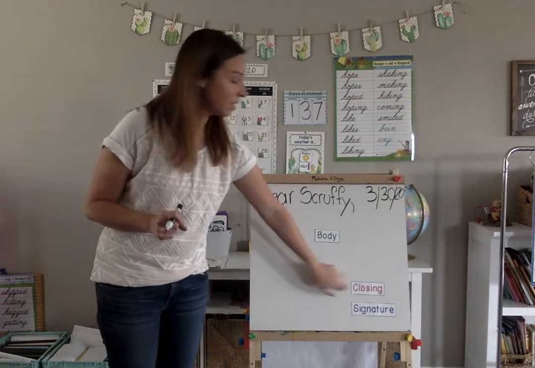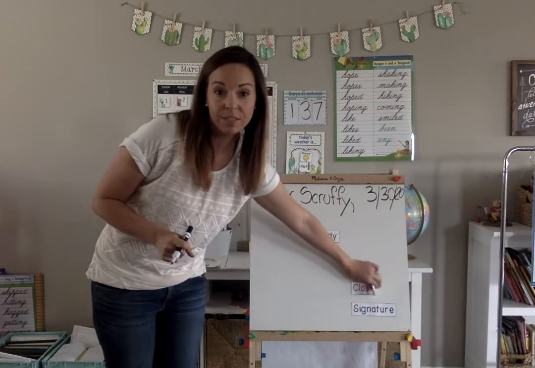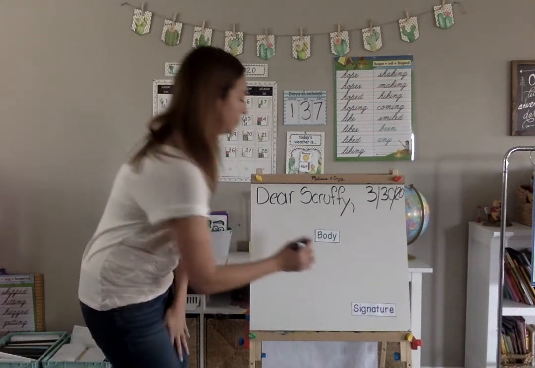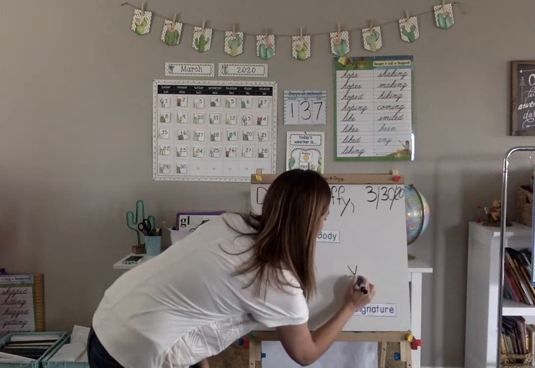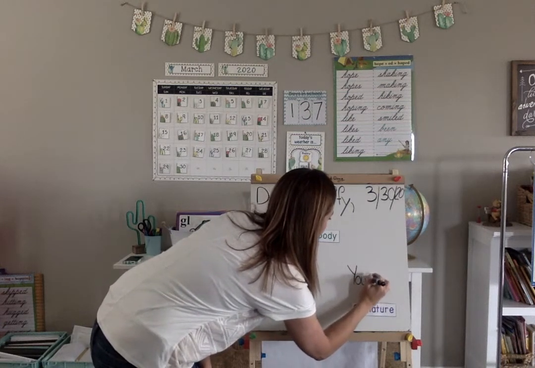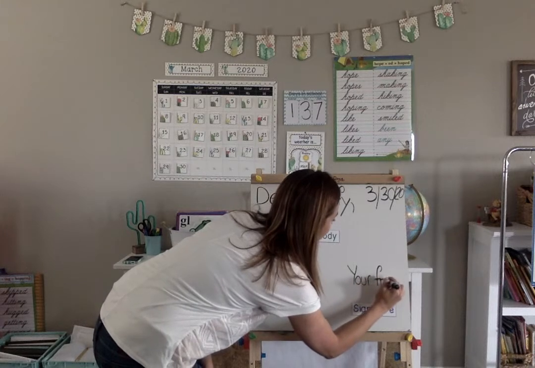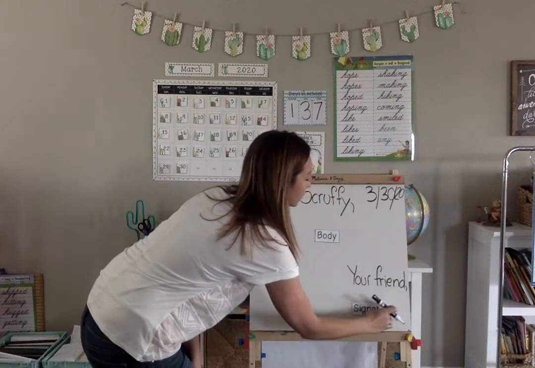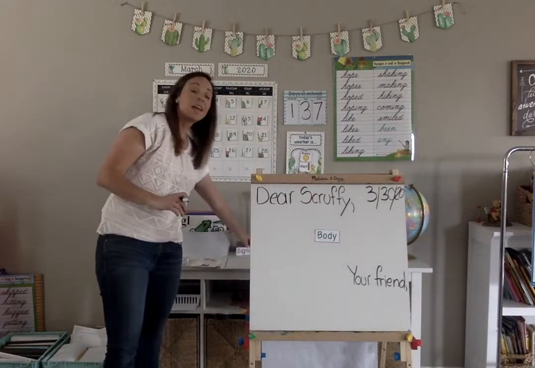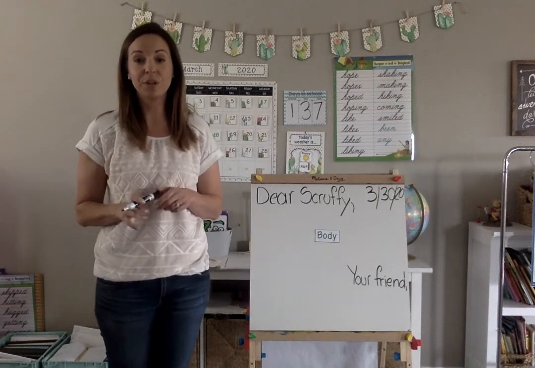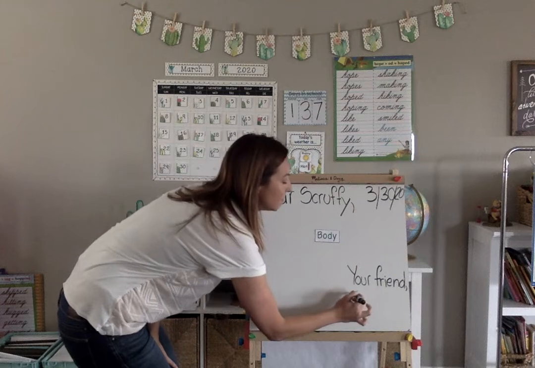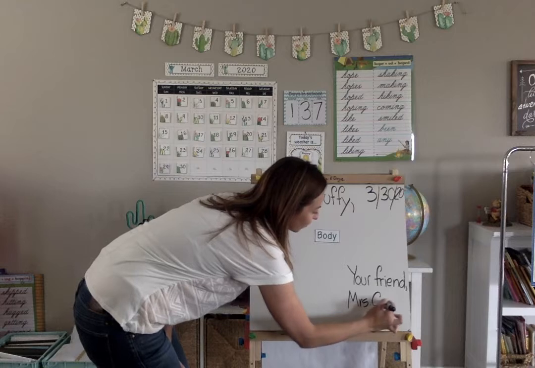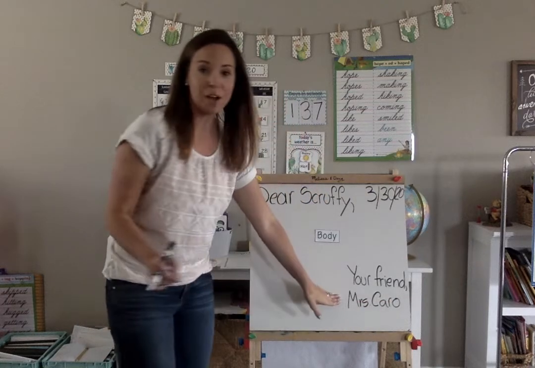Now for our closing, you can either write love or you can write your friend. I'm going to write your friend. And again, we're going to put a comma there. And on the very last line, you are going to put your name. So I would write Miss Caro. You're not going to write Miss Caro because that's not your name. You're going to write your name, so don't copy that.